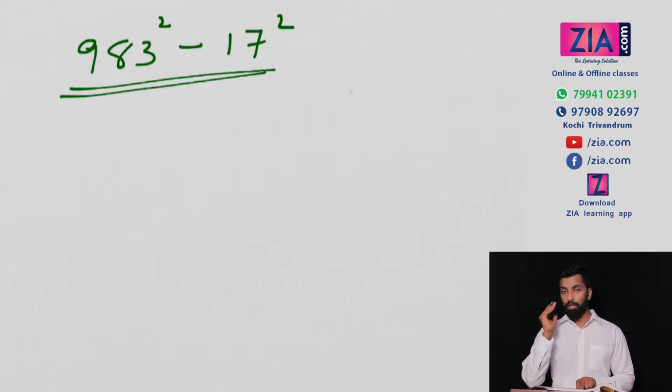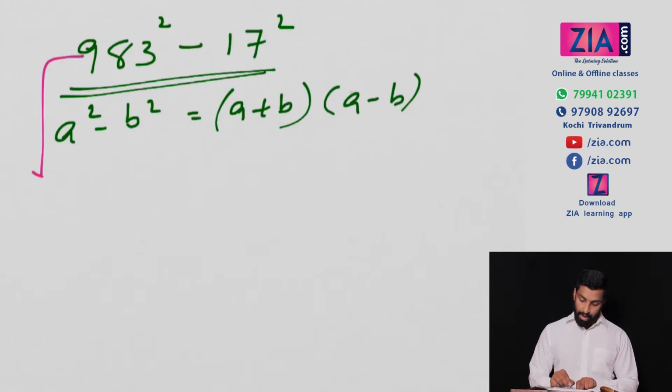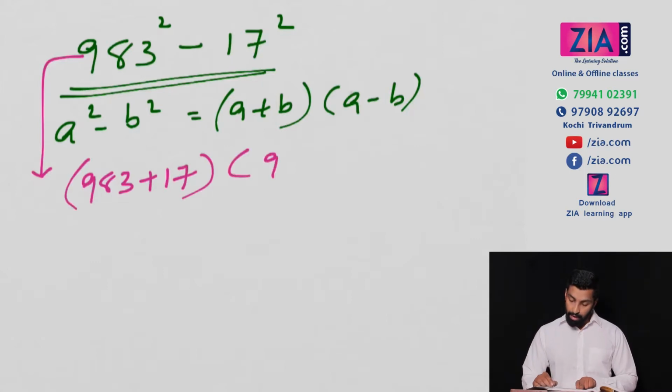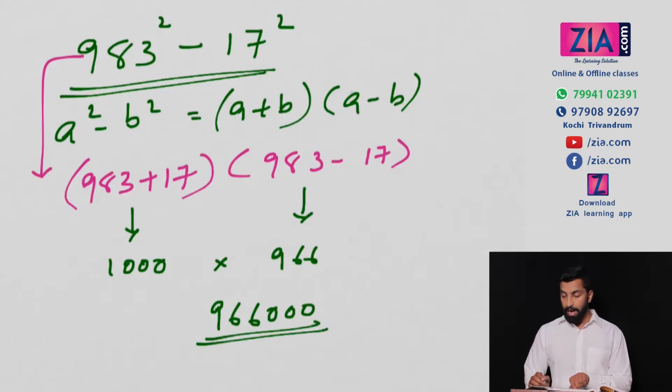Now one more question. By using identity you need to find 983 square minus 17 square. If you observe here, this is of the form a square minus b square. So you can write a square minus b square is equal to a plus b into a minus b. So this you can write as 983 plus 17 into 983 minus 17. So this will give you 1000 and this will give you 966. When you multiply, you will get 966,000, and that's what your answer is.